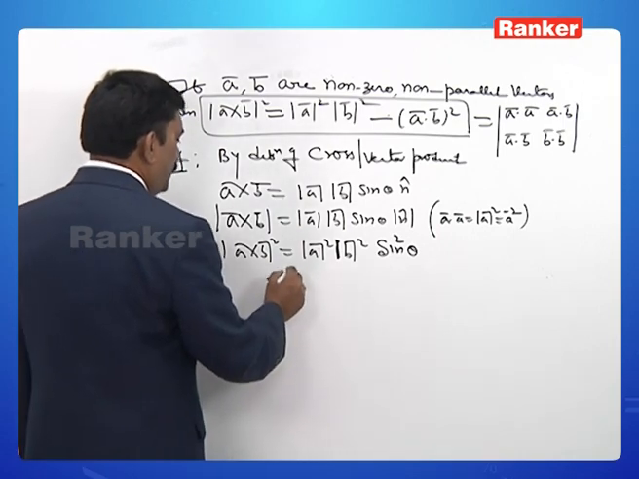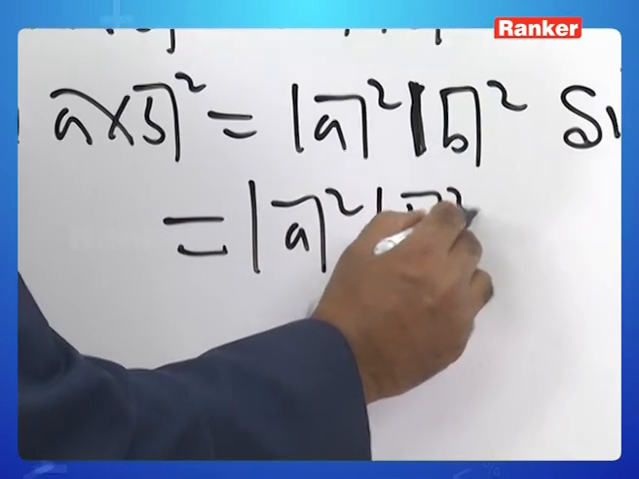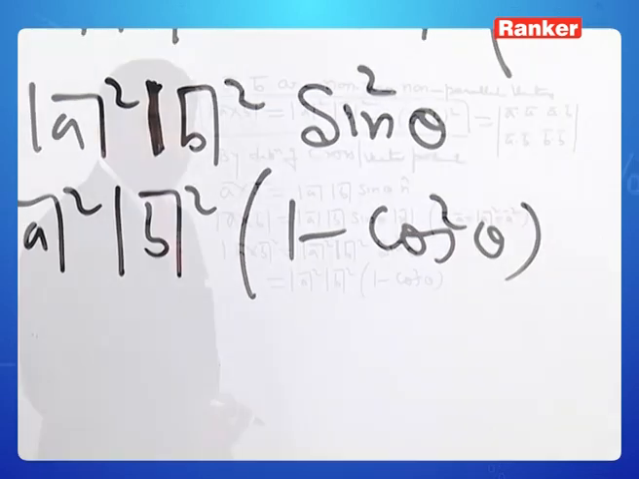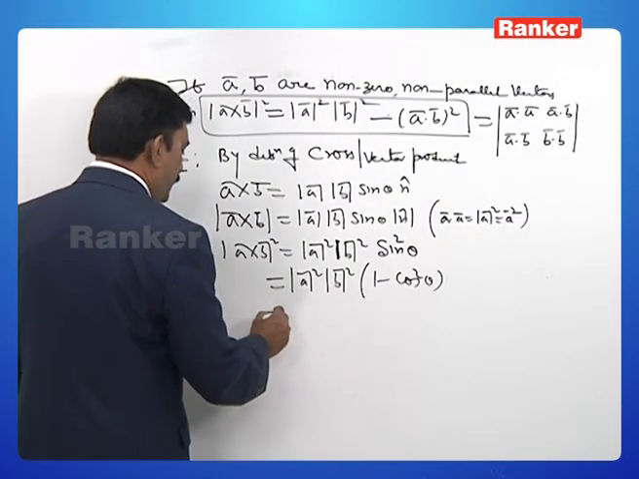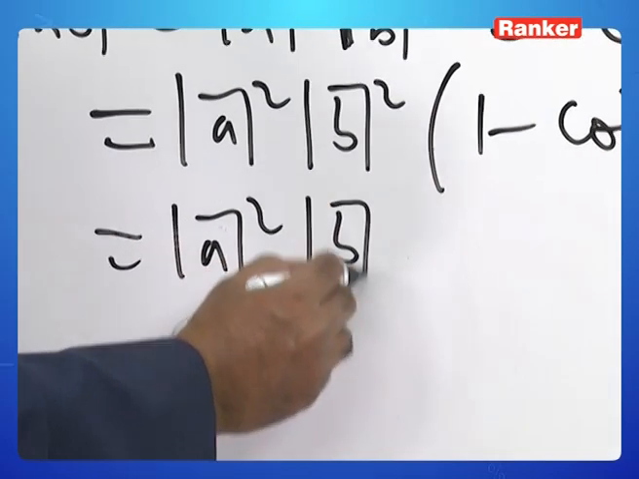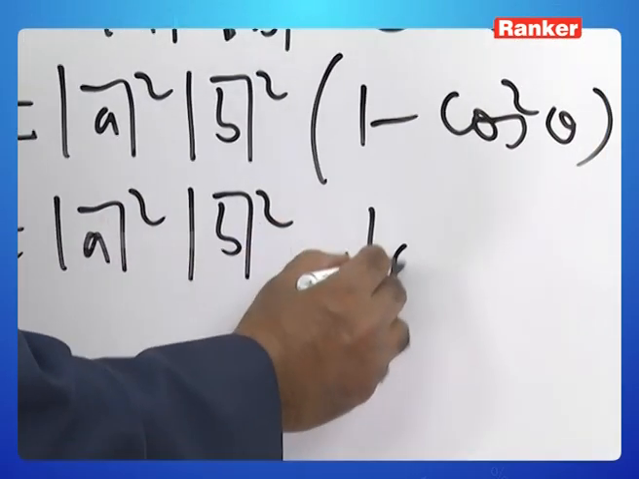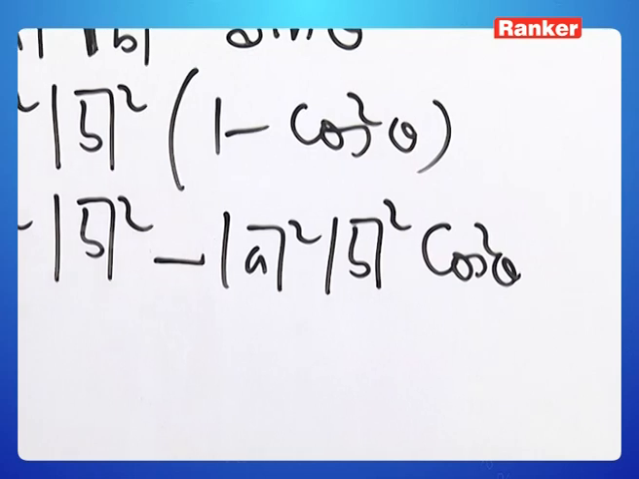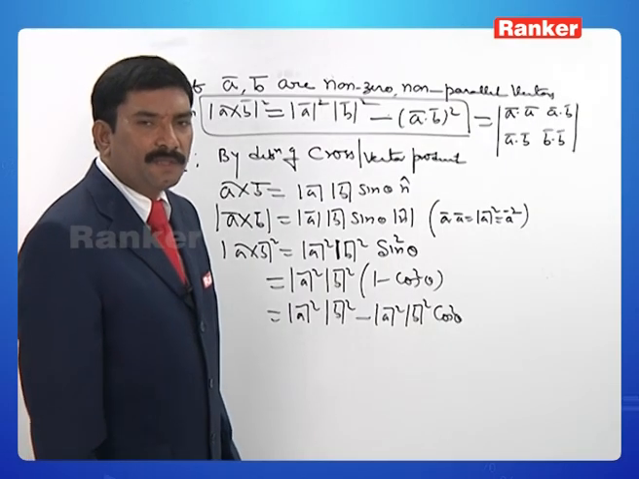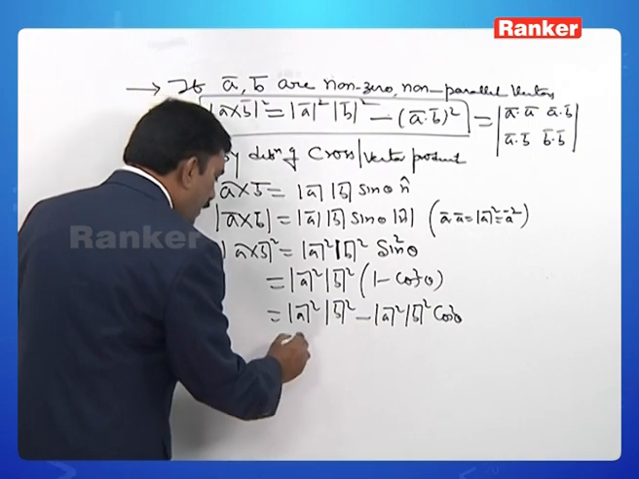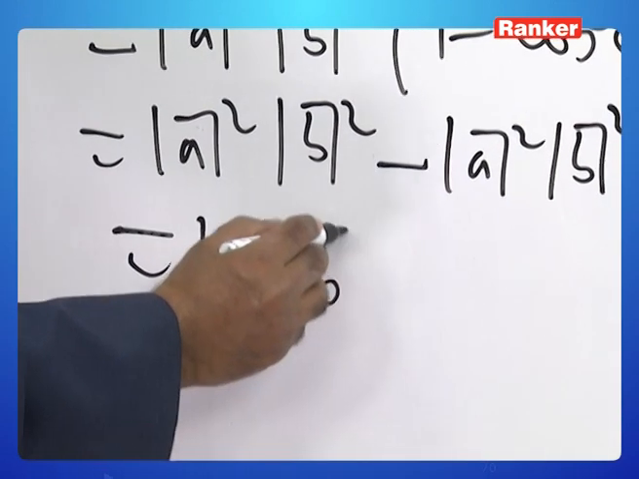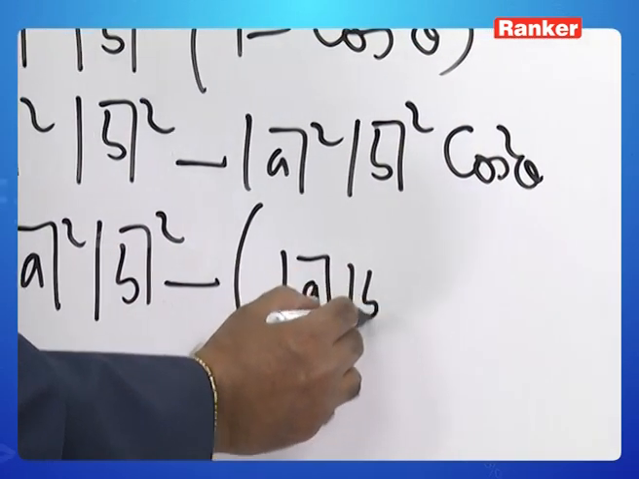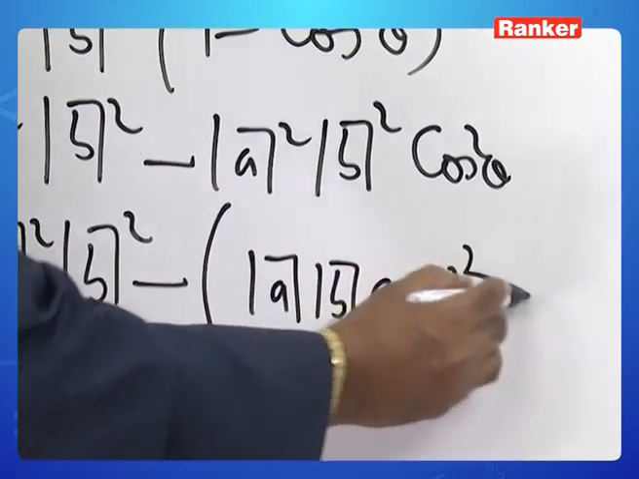Now I can write mod A whole square mod B whole square into 1 minus cos square theta. Expand this bracket: mod A whole square mod B whole square minus mod A whole square mod B whole square into cos square theta. So therefore, this is nothing but mod A bar mod B bar into cos theta whole square.